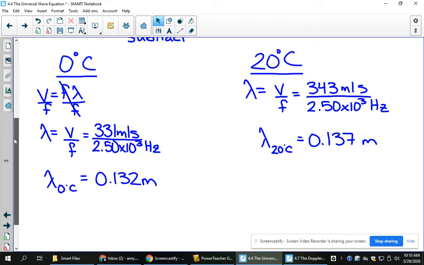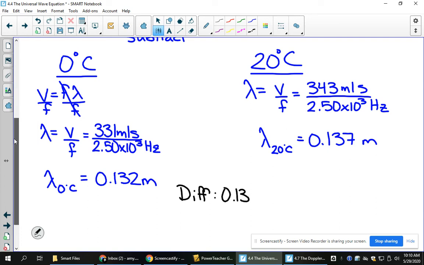Now I have to actually answer the question. The question said, what is the difference in wavelengths at these two temperatures? So I need to take the big one minus the smaller one. And remember, even though I'm writing 3 sig digs down for these numbers, I'm using all of the numbers that were calculated, right? I'm not rounding off until the very end. So I'm getting 0.0048, which is fine. You can say that.